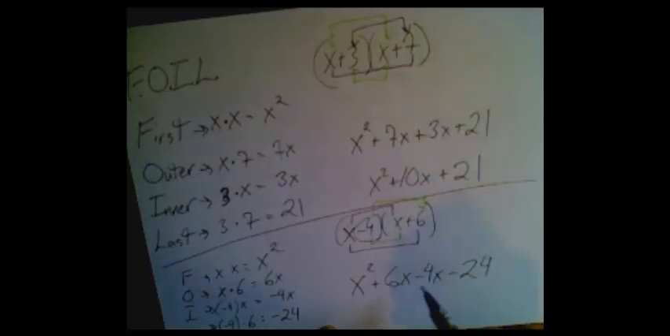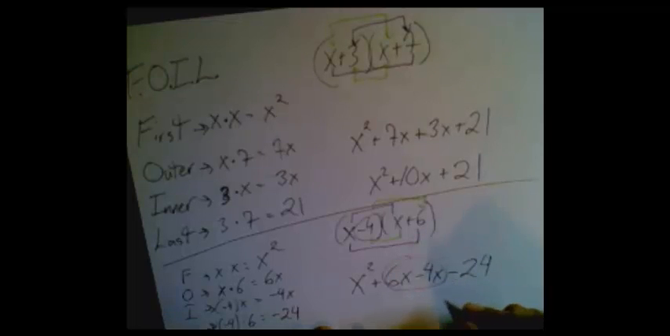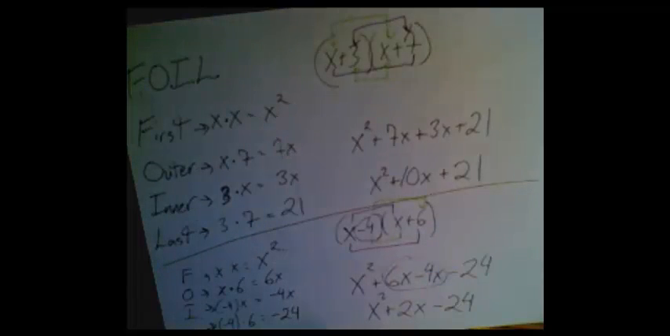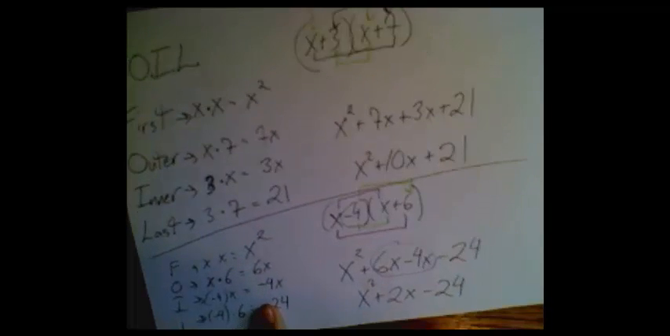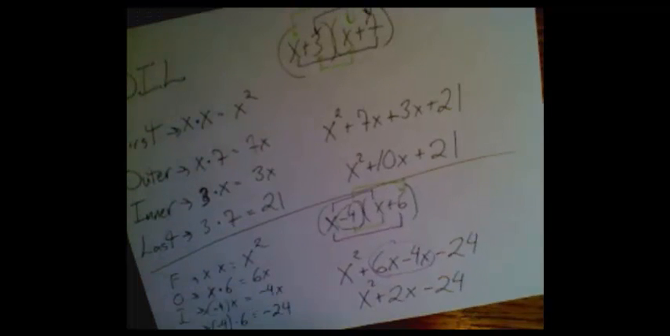Again, I'm looking at what are my like terms. In this case, I see that my like terms are 6x and negative 4x, which when I add those together come to be 2x. And over here I have x squared plus 2x minus 24. And again, I have multiplied my polynomials. And that is the basics of foiling.